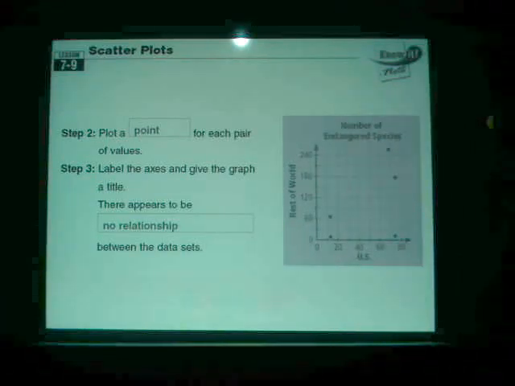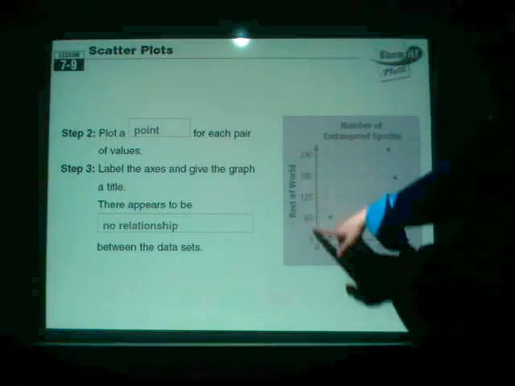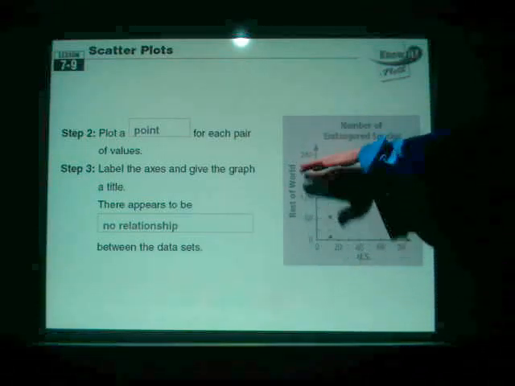We'll plot a point for each pair of values then. So let's start off and look at the numbering here. Remember, as we are accustomed to on this y-axis, we go up by the same amount from jump to jump to jump.